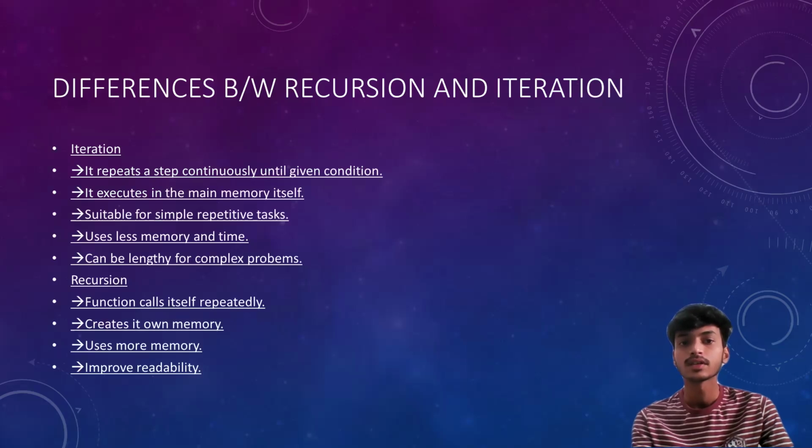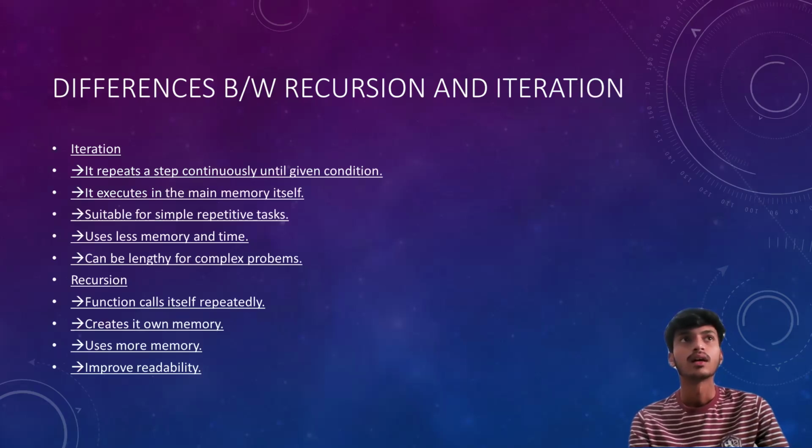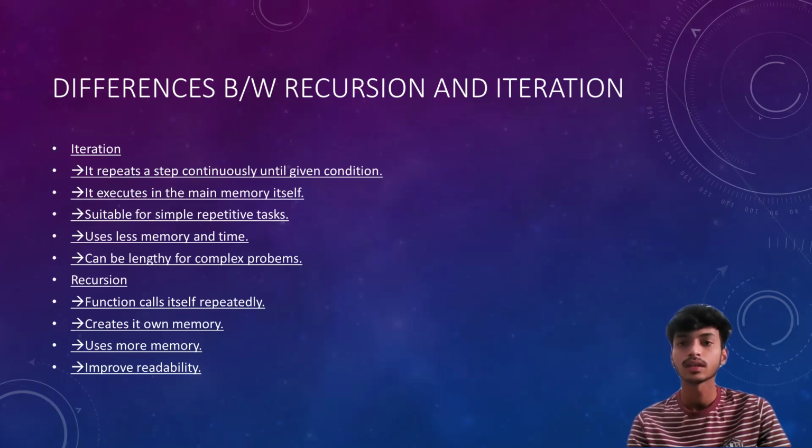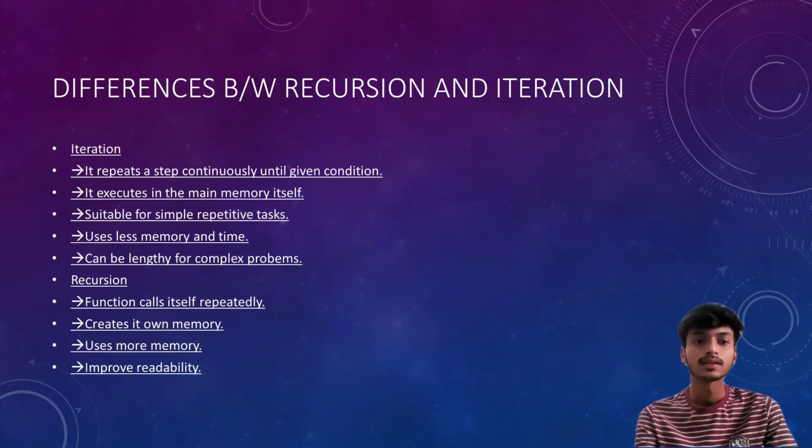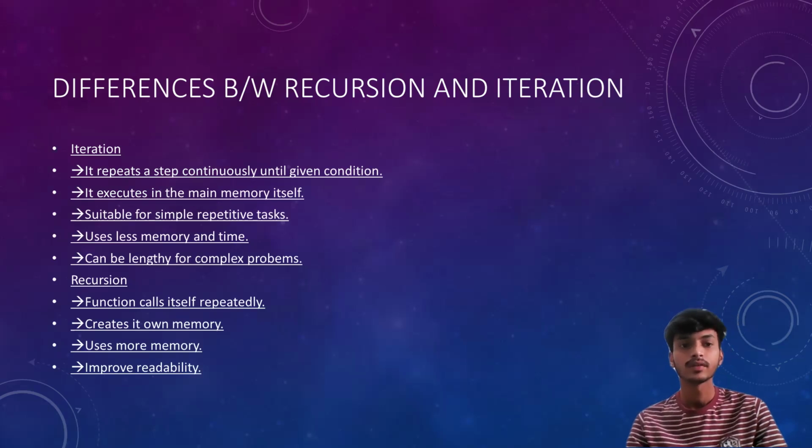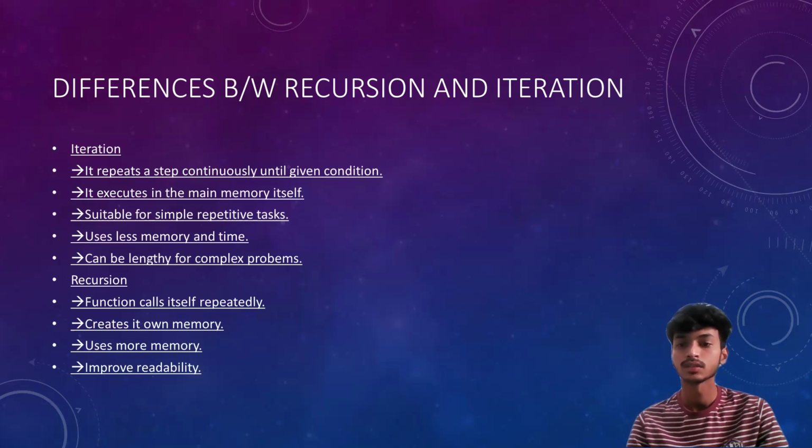Now let's see some differences between recursion and iteration. You may wonder what the difference is, since both do the same thing, that is, repeat a task. First, iteration repeats a step continuously until a given condition is met, whereas in recursion the function calls itself repeatedly. Iteration executes in the main function itself and does not require any additional memory, whereas recursion creates its own memory, that is, the stack we have seen before.